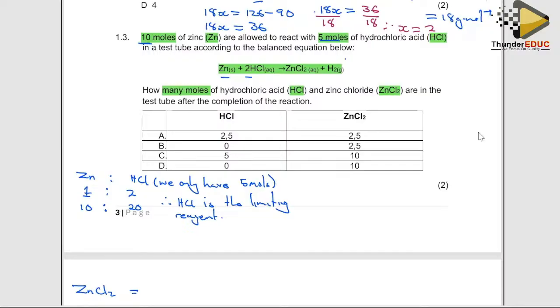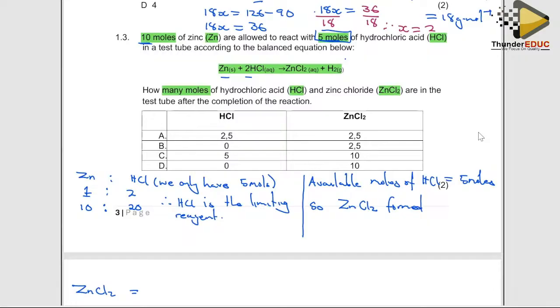Having said that, now I'm going to say the available moles of HCl. So the available moles of HCl is how many moles? 5 moles. So the available moles of HCl is equivalent to 5 moles, right? Then for zinc chloride, ZnCl2 formed is equivalent to 5 all over 2, right? I'm going to divide that by 2. Therefore, I'm going to get a value of 2,5 moles.